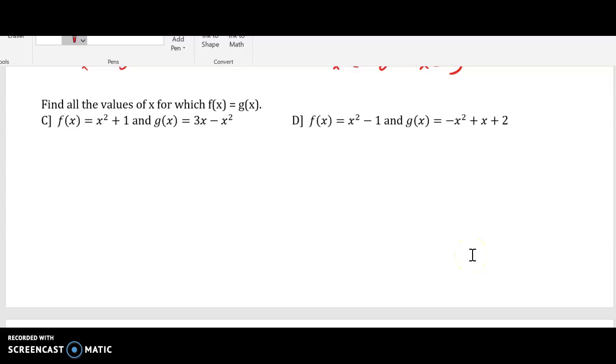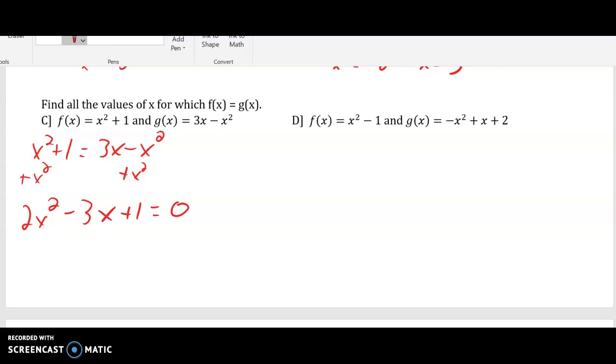So for this one, we need to find all values for x for which f of x equals g of x. So you're just going to set these two equal to each other. And then we got to solve. So we got x squared, so let's try to get them on the same side. Add x squared to both sides. So I got 2x squared. And then I'll bring over my 3x.